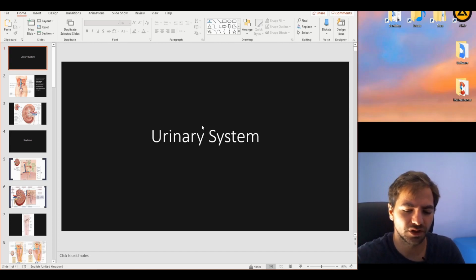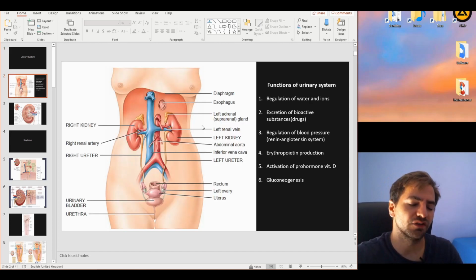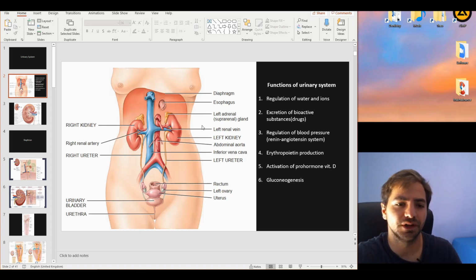Hello guys, today we're going to talk about the urinary system. Of course, we need to know the function of the urinary system. The first and most important one is the regulation of water and ions.